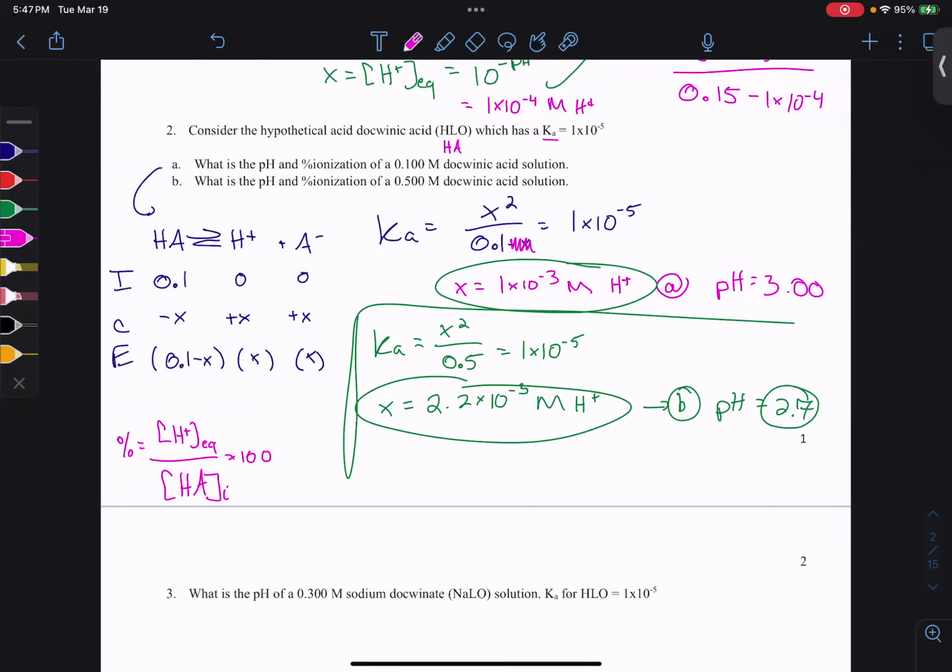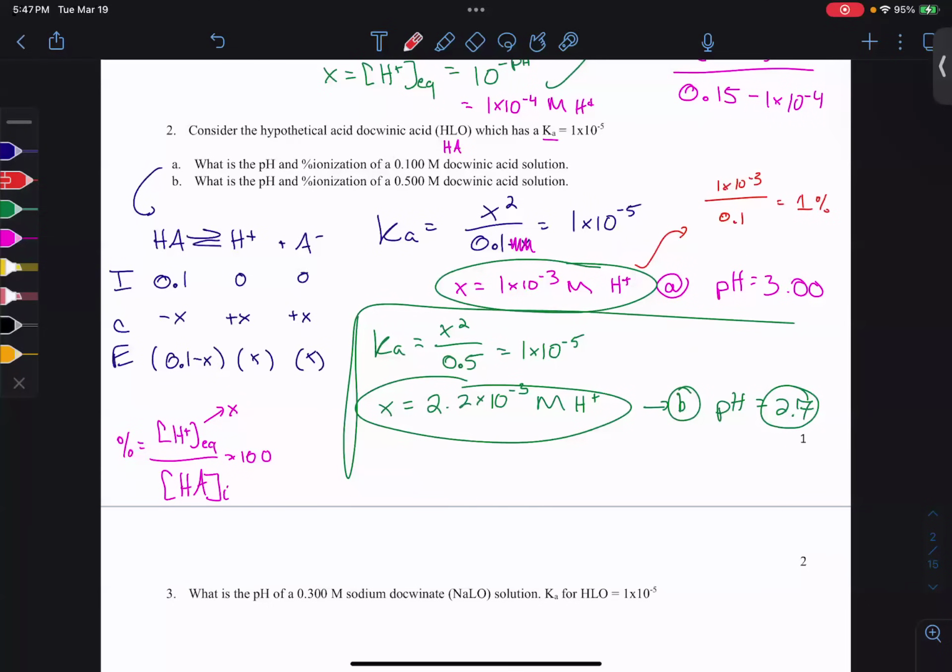So we actually have all the numbers we need to calculate this. H plus at equilibrium is actually x, the x we already calculated. So if we go back to these answers here, the percent ionization of A is 1 times 10 to the negative 3 over its initial concentration, 0.1. So we see that percent ionization is about 1%.